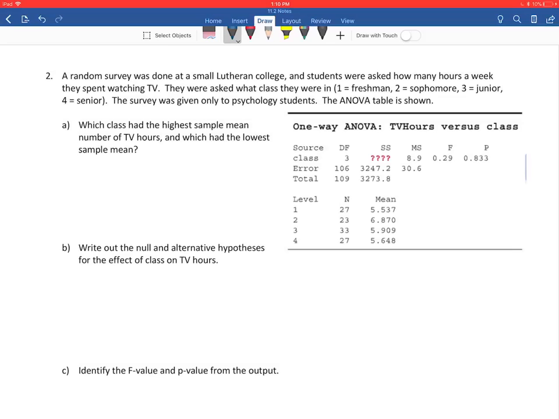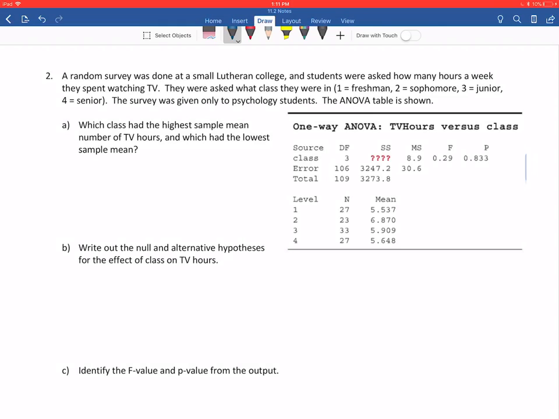Okay, for our last example for this section, we've got a random survey done at a small Lutheran college where students were asked how many hours a week they spent watching TV. They were also asked what class they were in, and we have freshman, sophomore, junior, and senior, 1, 2, 3, and 4. It says the survey was given to only psychology students. And here's our ANOVA table.